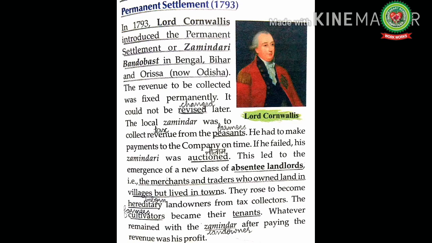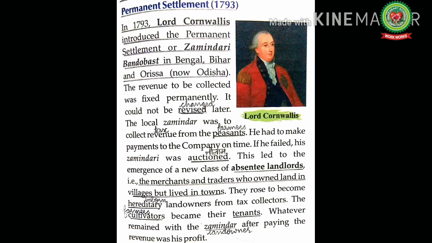And in case landowners failed to pay the land revenue on time, their land would be auctioned off. This led to the emergence of a new class of absentee landlords, that is, the merchants and traders who owned land in villages but lived in towns. They rose to become hereditary landowners from tax collectors. So this system made sure that the absentee landowners obtained hereditary rights over their land.